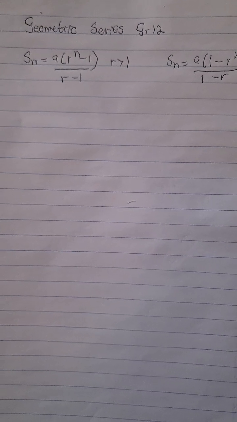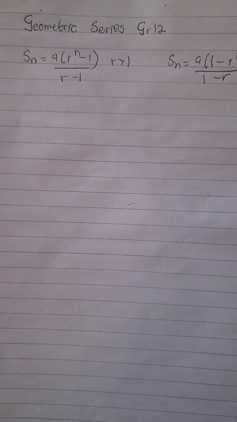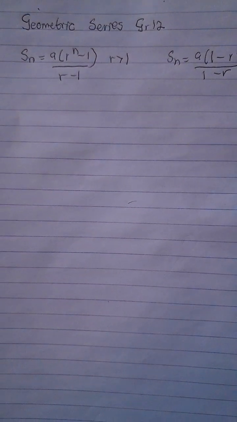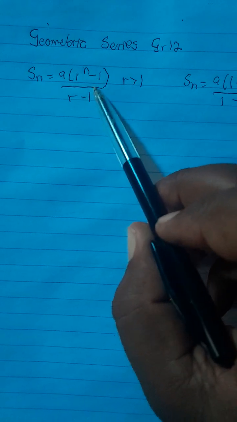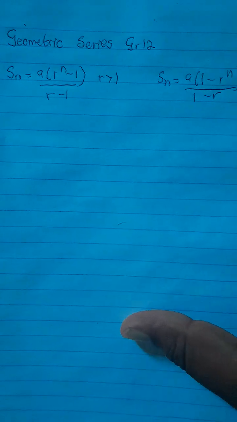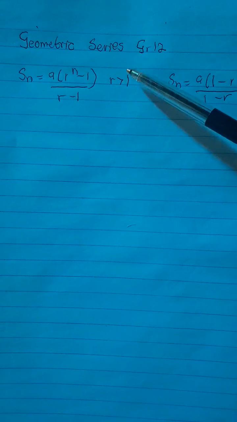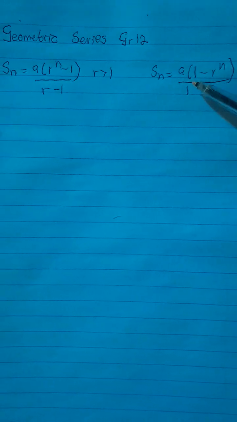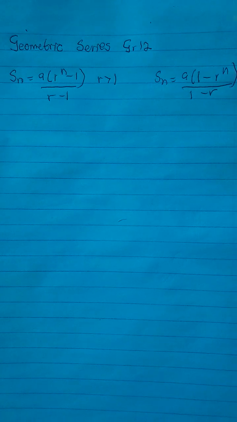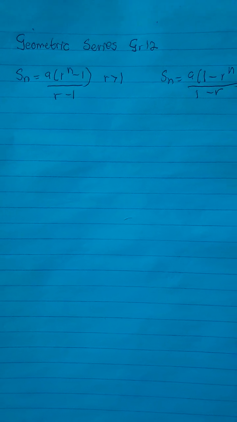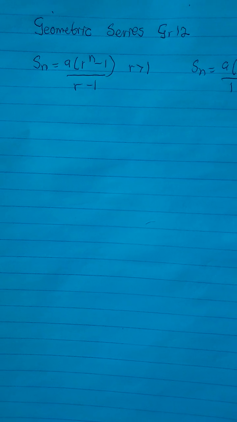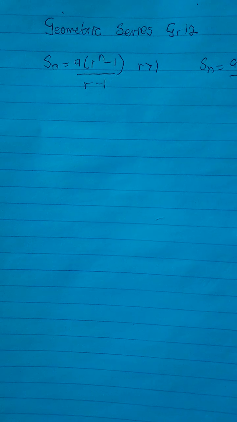Hi guys, in this video we will be looking at geometric series, grade 12. The first equation is Sn = a(r^n − 1)/(r − 1). We use this when r is greater than 1. Similarly, we use the other formula when r is less than 1. In this video we'll specifically focus on the proof of this formula.